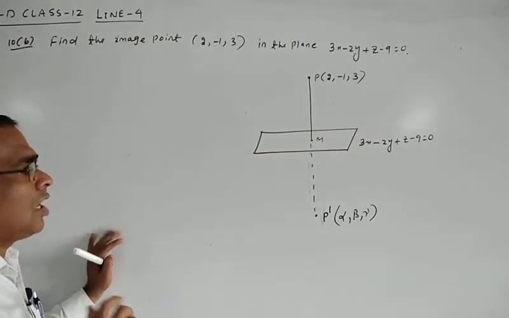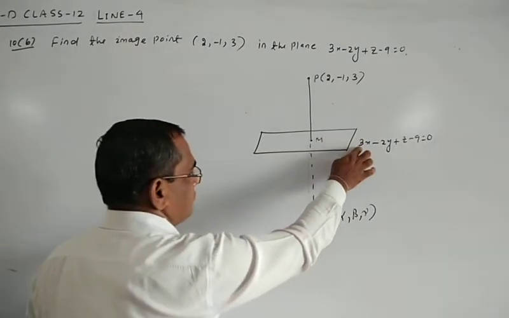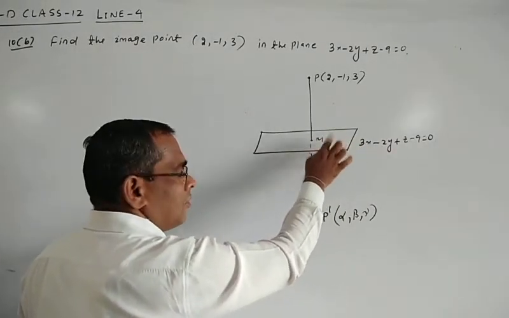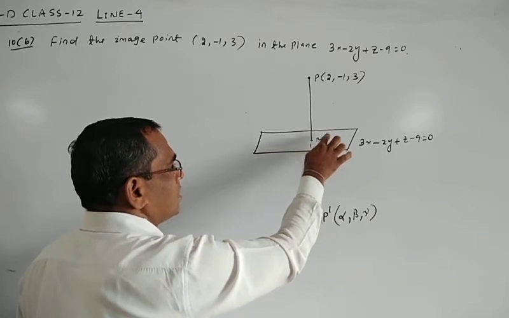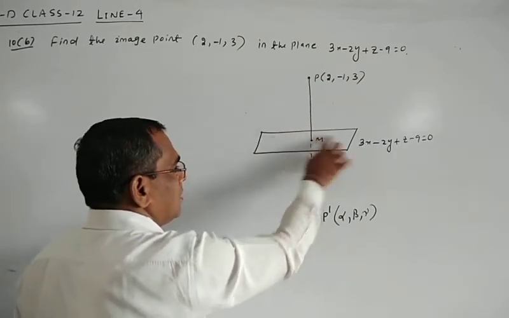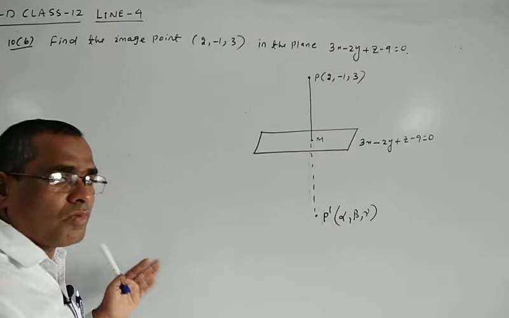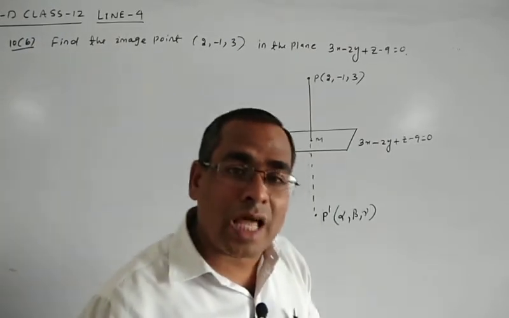Okay, so how to find the coordinate of M? Clearly this M is the point of intersection of the perpendicular line and the plane, and you know how to find the point of intersection of the line and the plane.